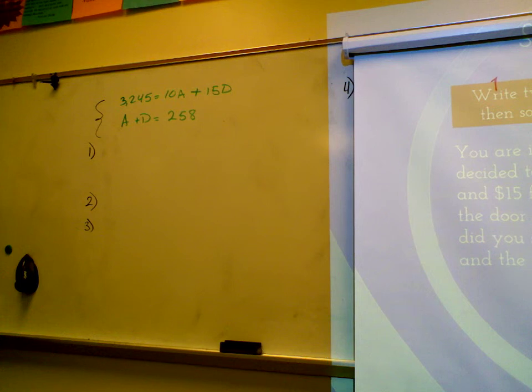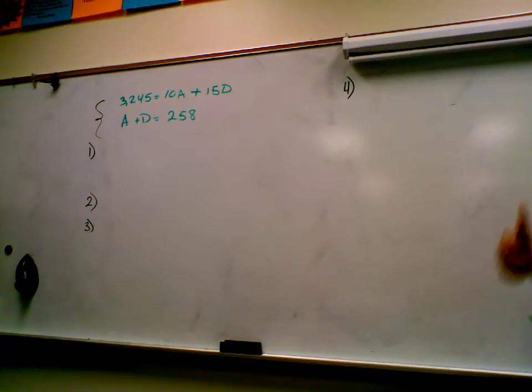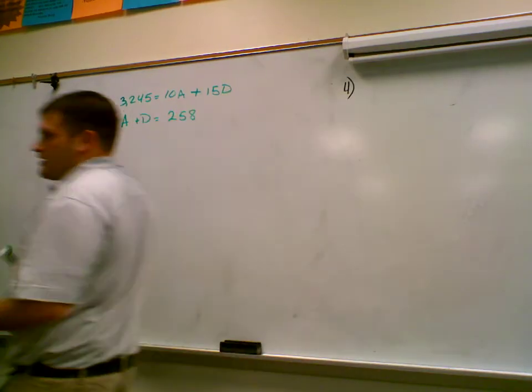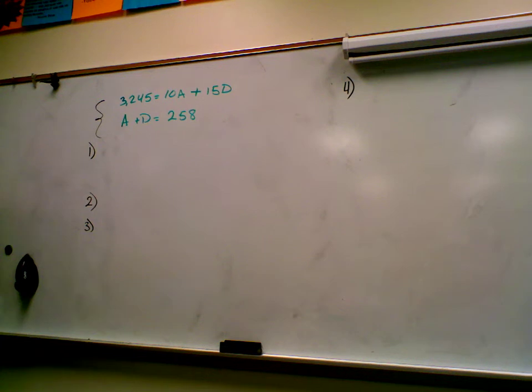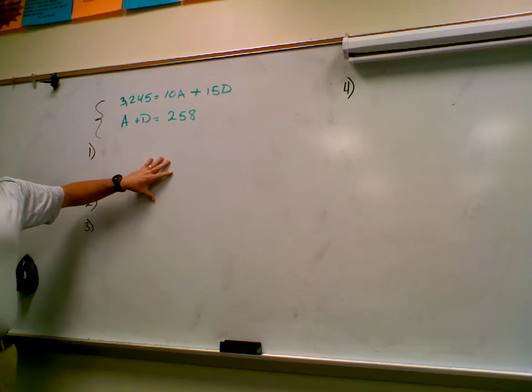So if I'm looking at the money involved, how much money we made, then I need to use the monetary value for A and D. So 10 is how much A costs, 15 is how much D costs. So 10 times A plus 15 times D equals how much money we earn. Do the equations make sense? How we got there?